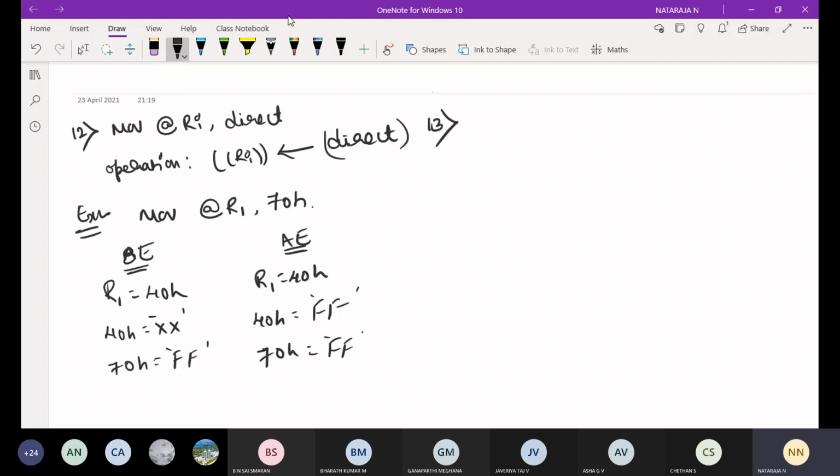Next, move at Ri comma hash data. Direct data we are going to copy to some address location. That address will be stored in some register. Here, what is the operation?